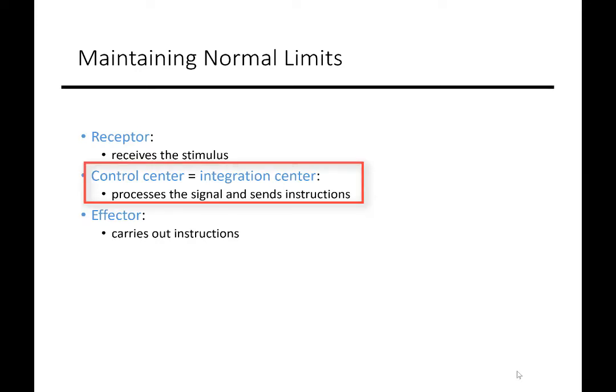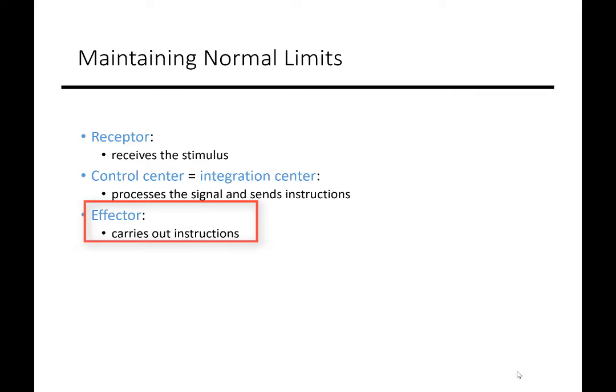The control center is then really going to process how we're going to fix this. What do we need to do? And then the effector is really what's going to happen, whether it is the hormone that's putting glucose away and lowering blood glucose, or it's a mechanism going to our sweat glands so that we will lower our temperature.